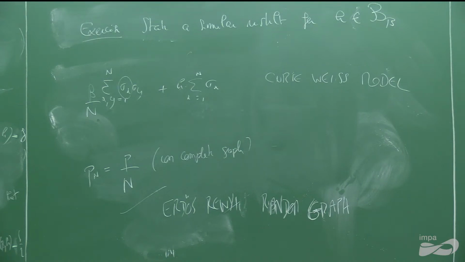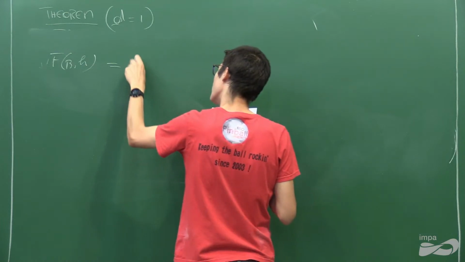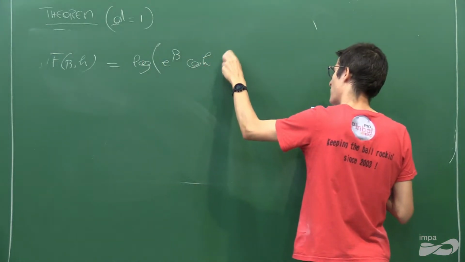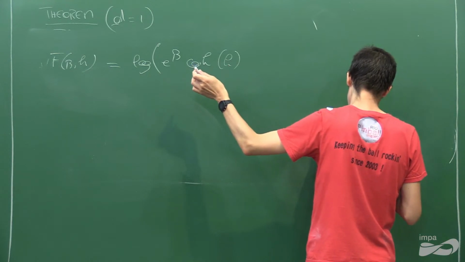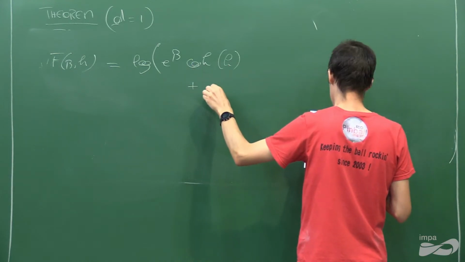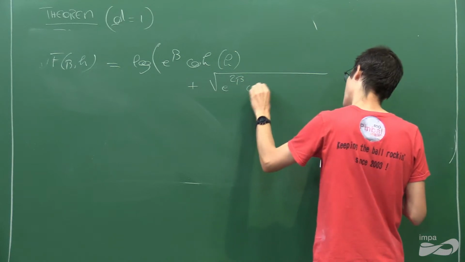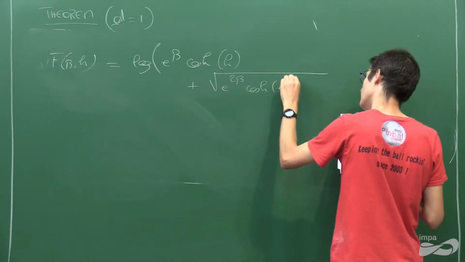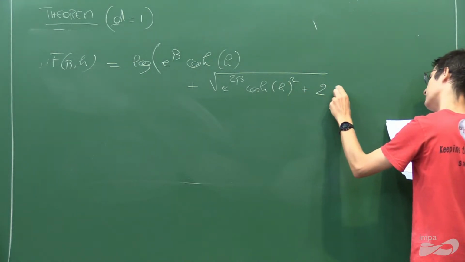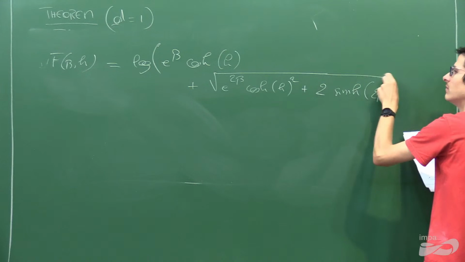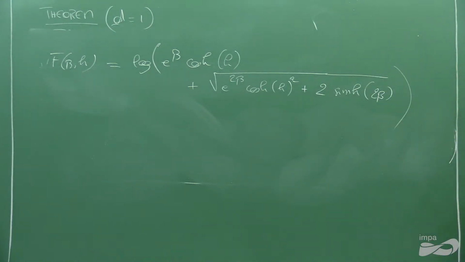And what's the theorem? It's f(beta, h) is equal to log of exponential beta times hyperbolic cosine of h, plus the square root of exponential 2 beta times hyperbolic cosine of h squared, plus 2 hyperbolic sine of 2 beta. Okay, so this is explicit.